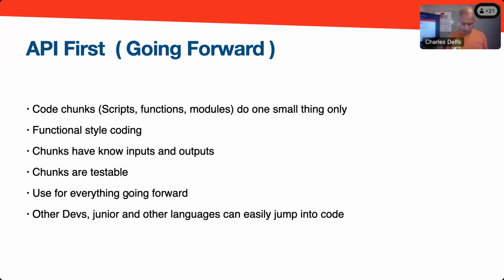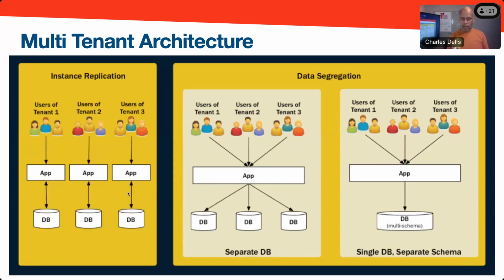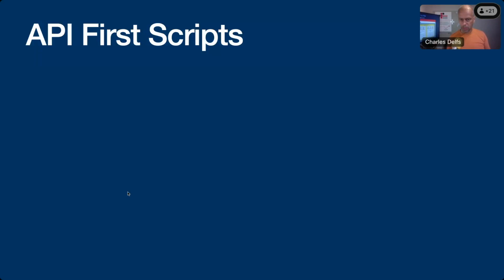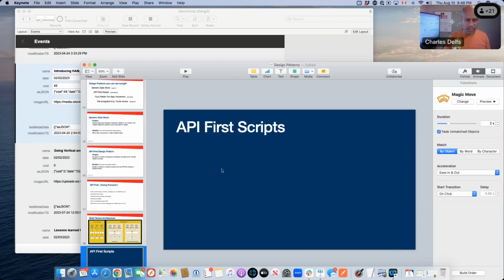And the biggest thing I mentioned earlier is junior developers can jump in and start hacking away in code because it's one small chunk of code, 10, 20 lines. It's not these massive 800 line scripts or anything like that. I'm not going to talk about multi-tenant architecture just yet because I think that might take us over. I want to talk not so much about the scripts, but I'm just going to dive into the scripts just a tiny bit.